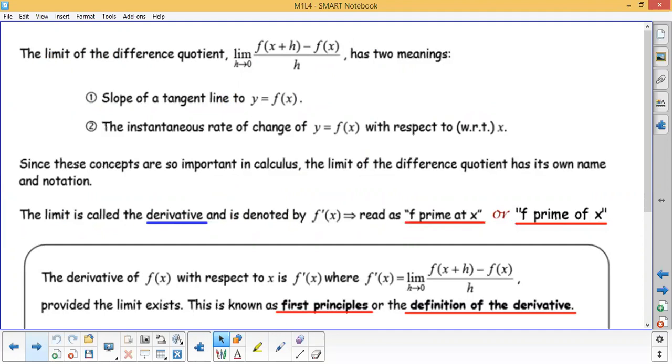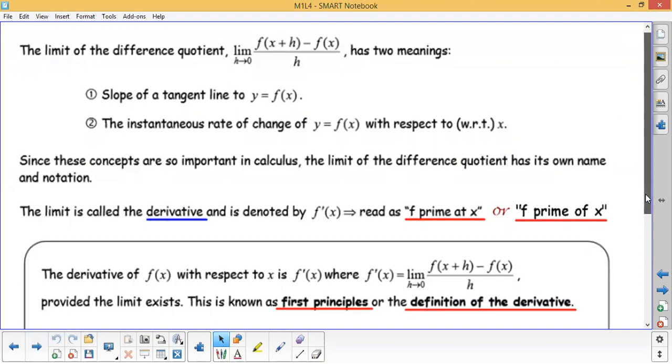So the limit of the difference quotient has two meanings. We've covered the meaning that it's the slope of a tangent line to y is equal to f of x. It's also the instantaneous rate of change with respect to x. So WRT means with respect to, if you ever see that in your textbook or unit guide. Since these concepts are so important in calculus, the limit of the difference quotient has its own name and notation.